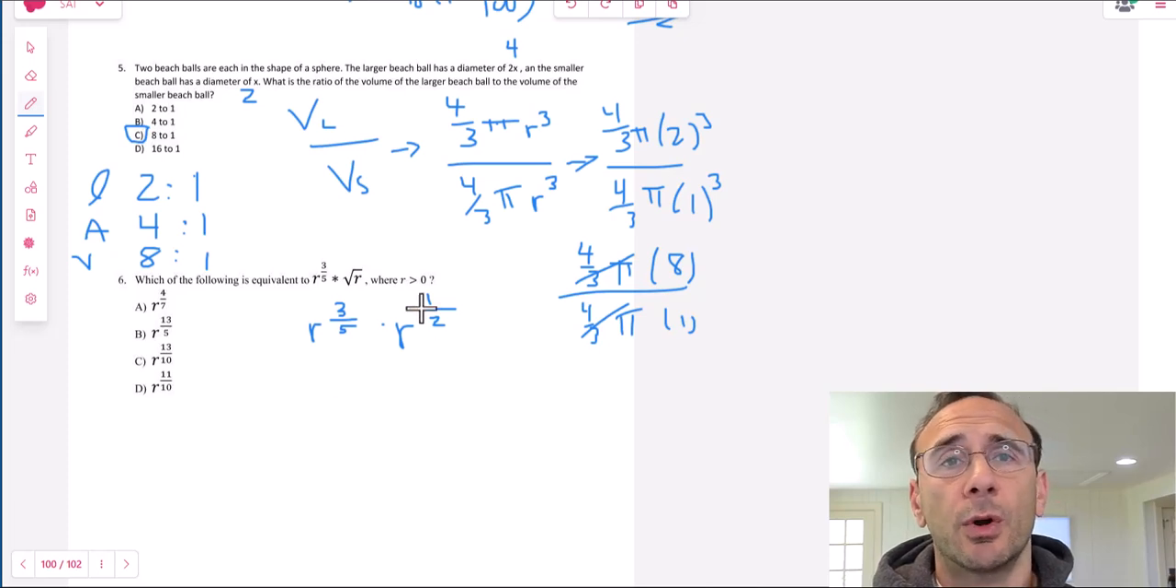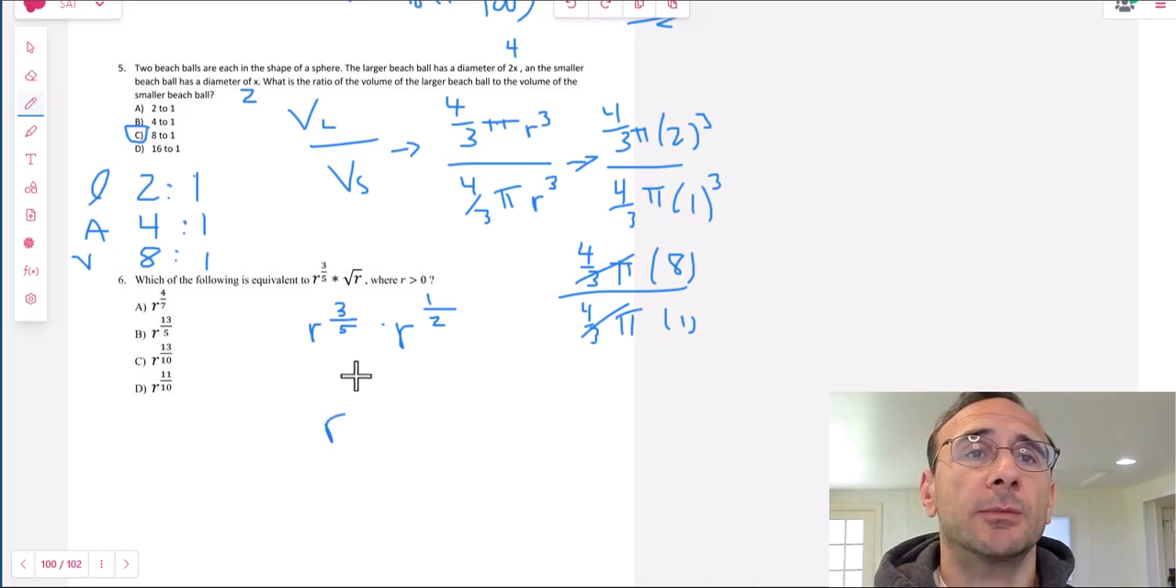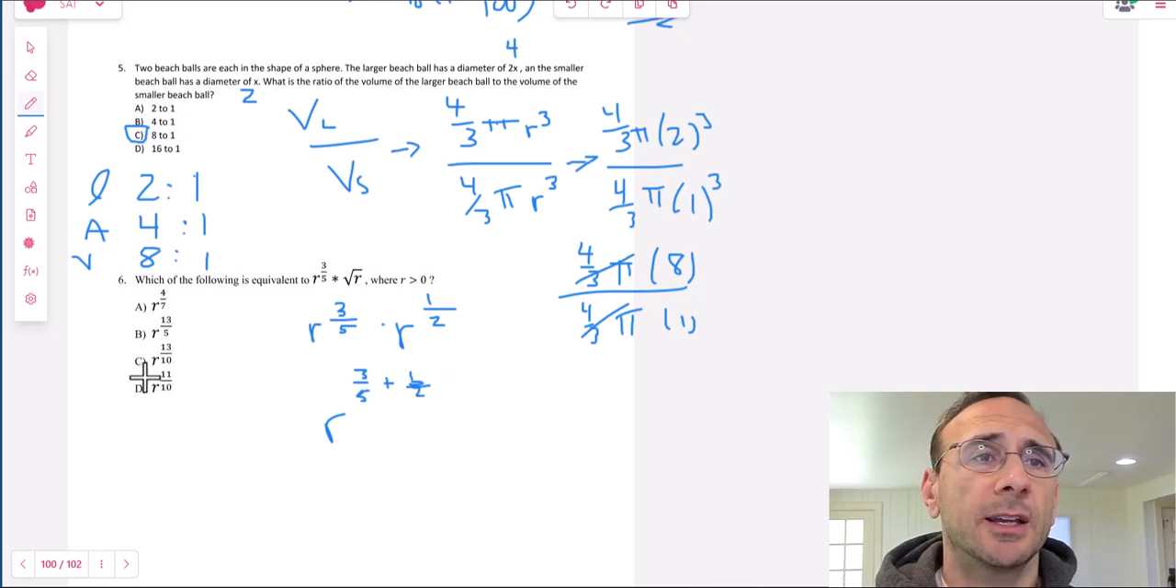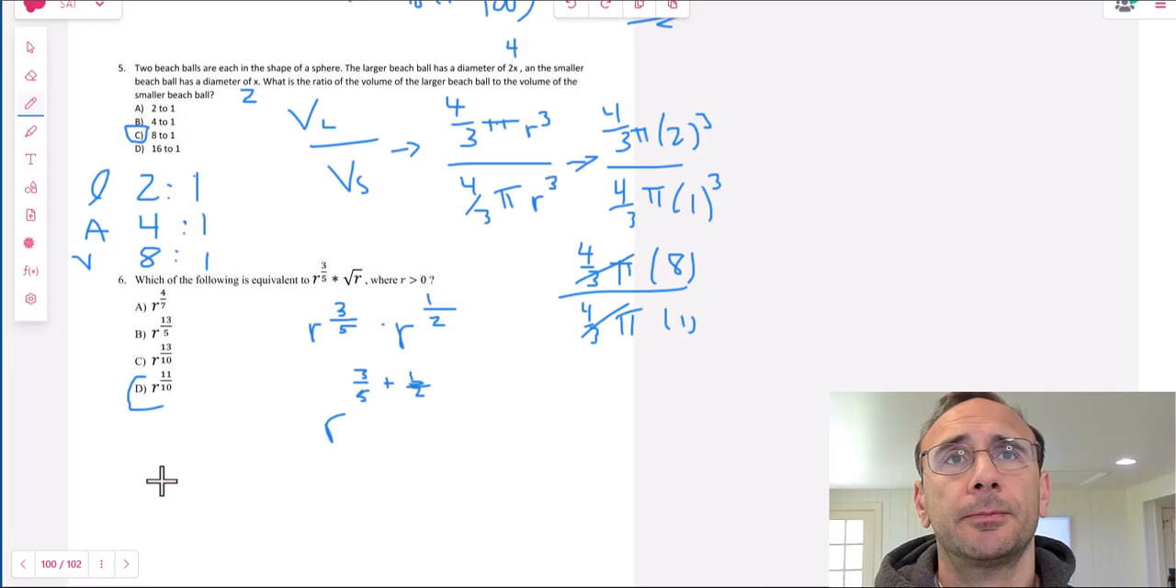And then what do we do when we multiply? You add. So it becomes r to the 3/5 plus a half. You could get a common denominator and combine them, or just throw these in your calculator and you would get d.